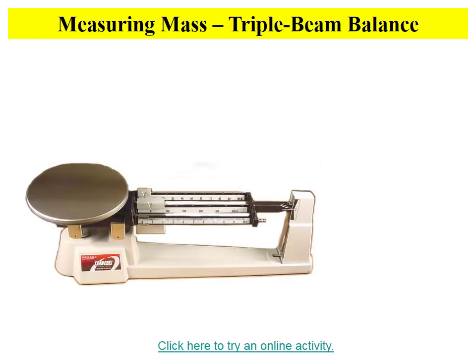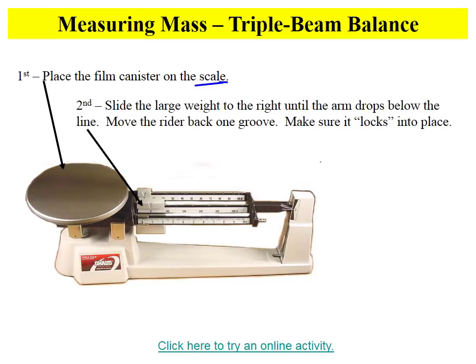This last section covers number 10, and I'm going to kind of just read it off to you and underline the key parts. So, to measure mass using the triple beam balance, first you place the film canister on the scale. Next, you slide the large weight to the right, so that biggest one, the hundreds place, and do it until the arm drops below the line, and then when it drops below, once it does that, you move it back to the last one so that it moves back up.